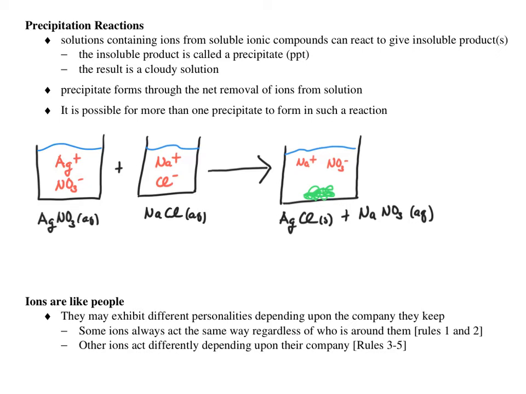Now, to be able to predict precipitation reactions, we need to recognize that ions are like people. They may exhibit different personalities depending upon the company they keep. There are some ions that react the same regardless of who's around them. An example of this would be sodium and nitrate. They're always going to be dissolved in solution. Other ions act differently depending upon their company. The example here is silver plus ion. When silver plus ion is around a chloride ion, they come together and form a solid. When silver is around a nitrate ion, it remains in solution.